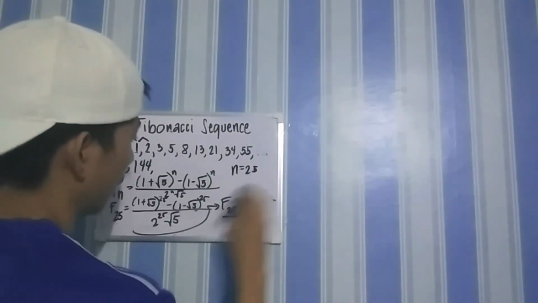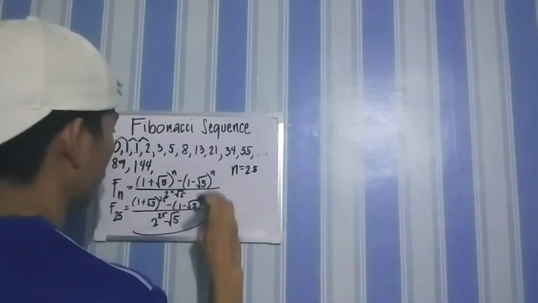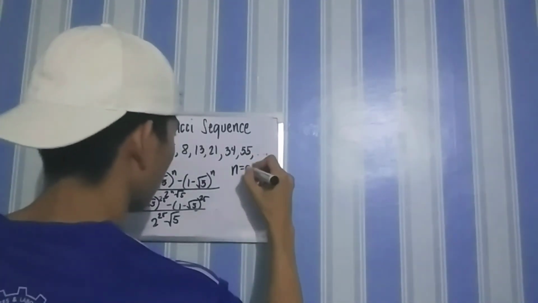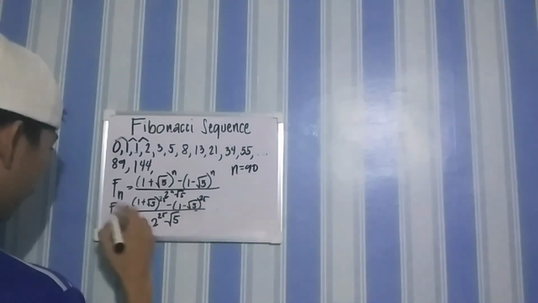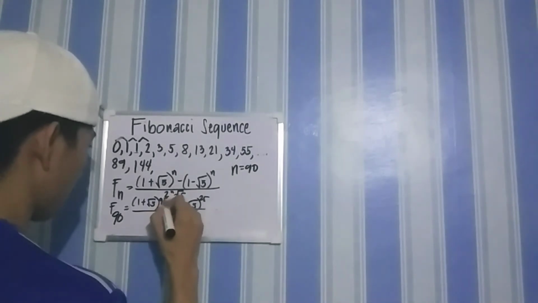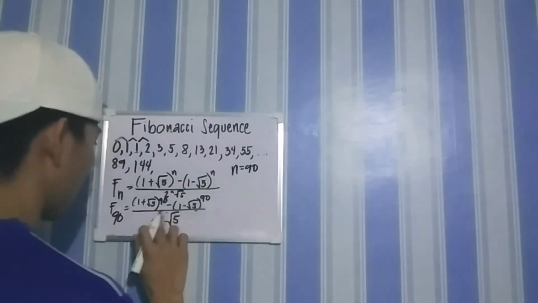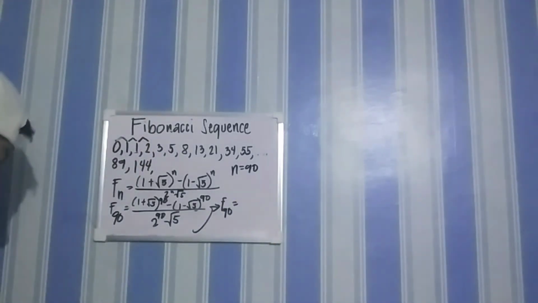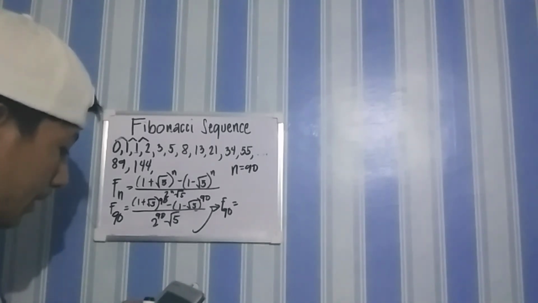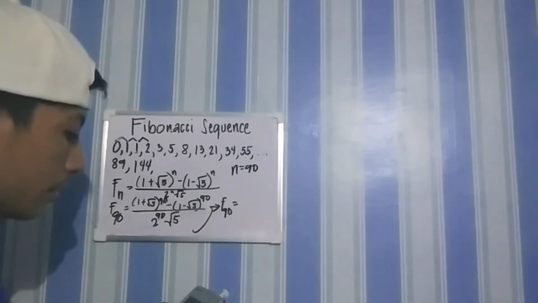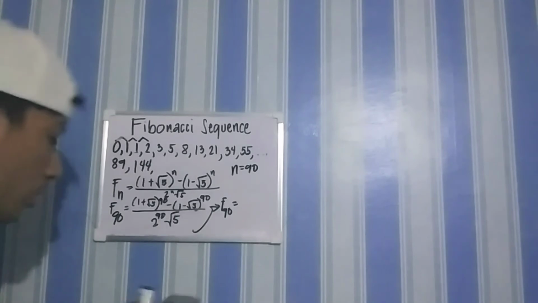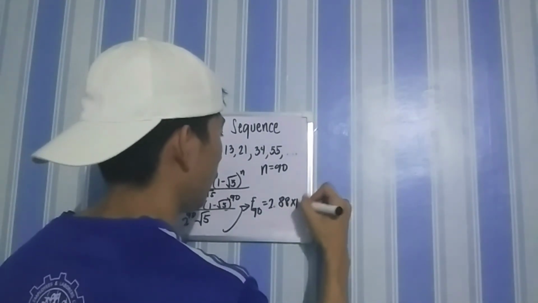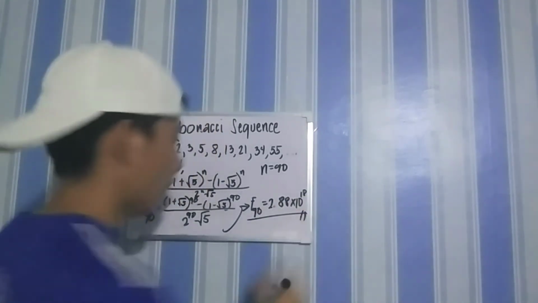So let's say lakihan pa natin, no? Higher end term na. Let's say we're looking for f sub 90. Our n now will become 90. Papalitan na natin itong mga n ng 90. Replacing n by 90. So palitan nyo lang yung nasa scientific calculator nyo, lahat ng n by 90. So f sub 90 is equal to 2.88 times 10 raised to 18. So that's the value of our f sub 90.